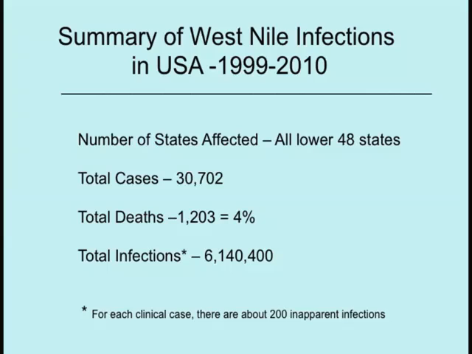So now a summary of this information, quite remarkable actually. In 11 years, we've had a total of 30,702 cases. We've had 1,203 deaths for a 4% mortality rate. In the beginning, it was over 10%, and it reduced over the third year. The mortality rate went from about 8% in half to 4%, and it's stayed there ever since.